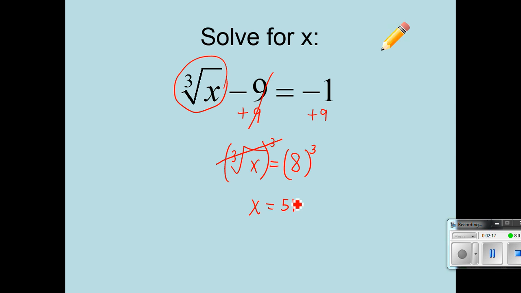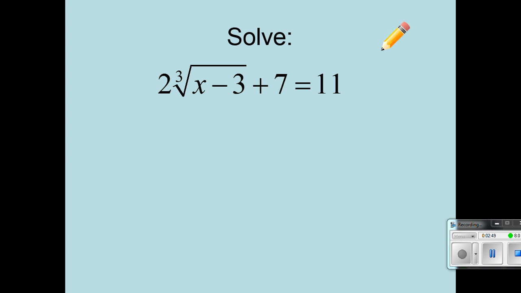The cube root and the cube are going to cancel each other out, and we're going to be left with x equals 512. Now, before we decide that that's the correct answer, we really should check our work. So I'm going to put this cube root of 512 back into the equation, and then subtract 9, and hopefully it will equal -1. The cube root of 512, if you're looking at that handy-dandy yellow sheet, is 8, and 8 minus 9 is -1. So it checks out, therefore 512 is the solution. All right, let's try another one.